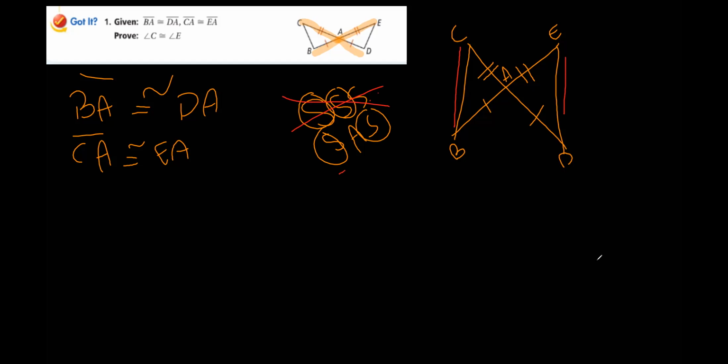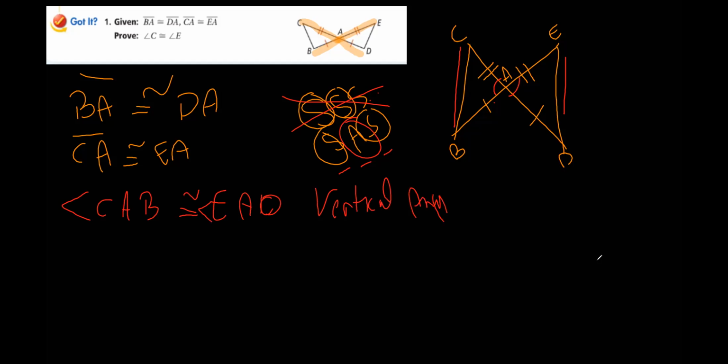I can use SAS. Since I have two sides, I will search for an angle that is included, which is this angle, the red one. Can I say now that angle CAB is congruent with angle EAD? Yes. Why? Because of vertical angles. They are vertical angles.